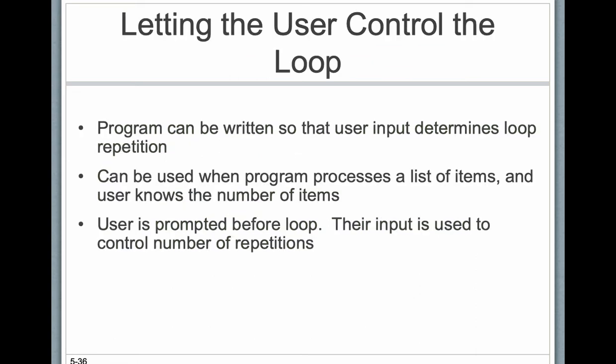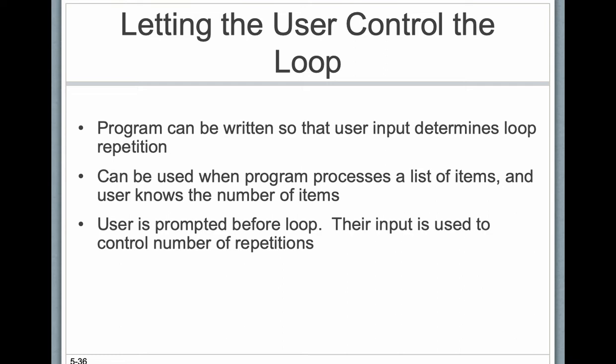So the program can be written so that the user input determines the loop repetition. It can be used when the program processes a list of items and the user knows the number of items that will be processed. It might be that we don't know that. We can't set it up as a static value on the loop, but the user will know at any given time.